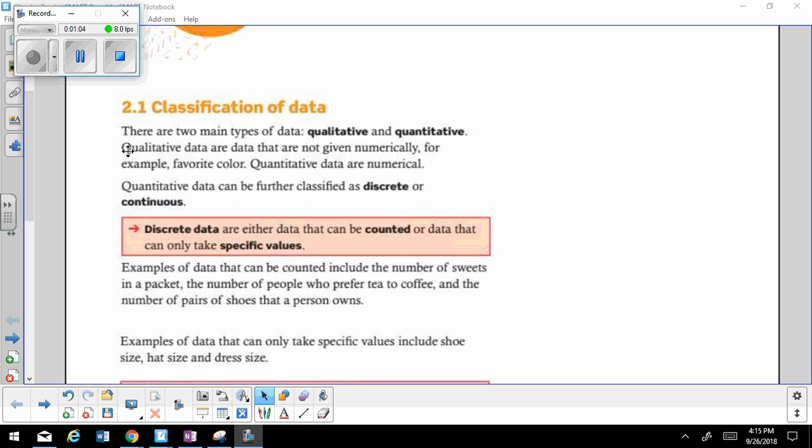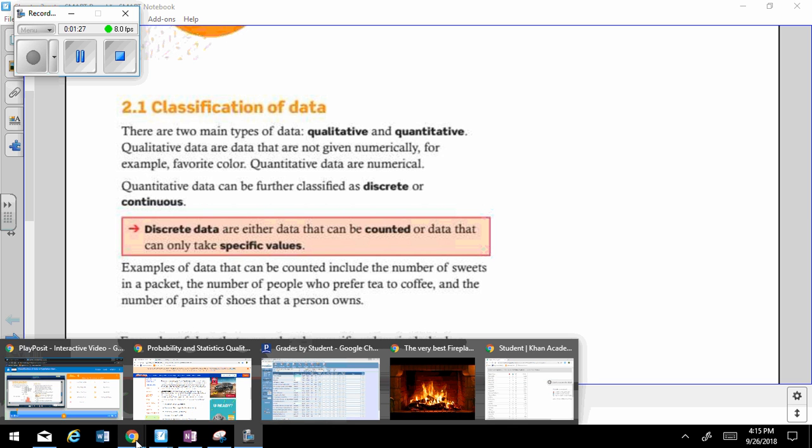Okay, so this is qualitative data is data. I don't know why it's R. I hate this data versus data. It's going to drive me crazy. I don't know how to say this, but that's what's happening. So qualitative data is not given numerically. For example, favorite color. Quantitative data is numerical. So that's a little vague.